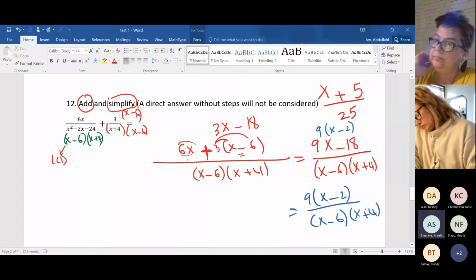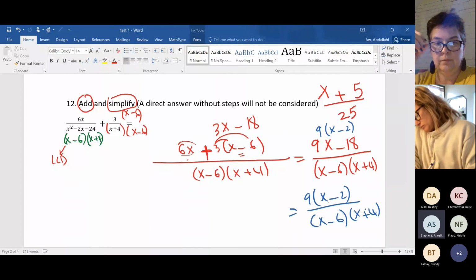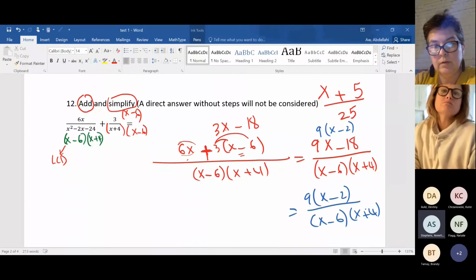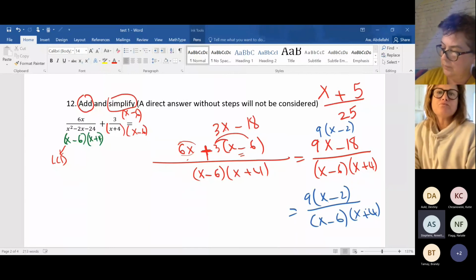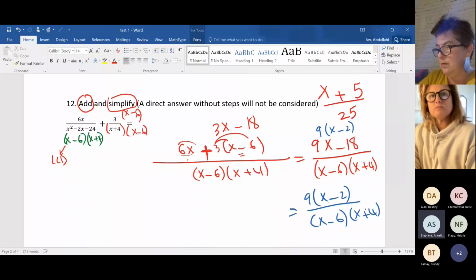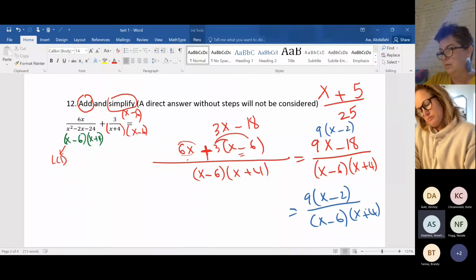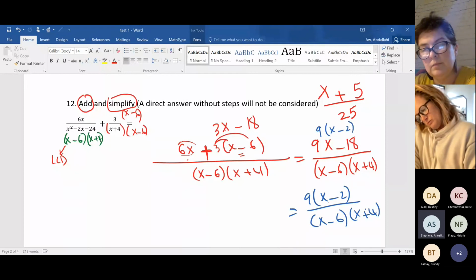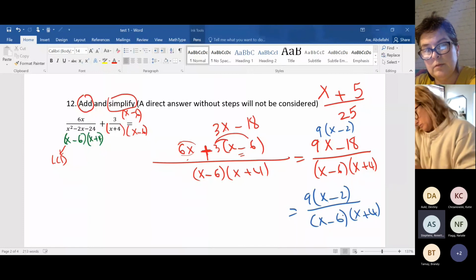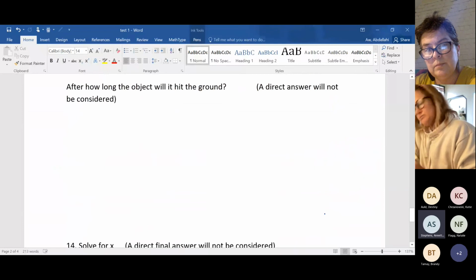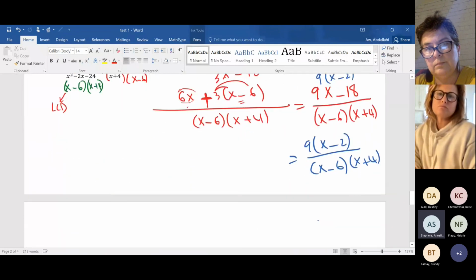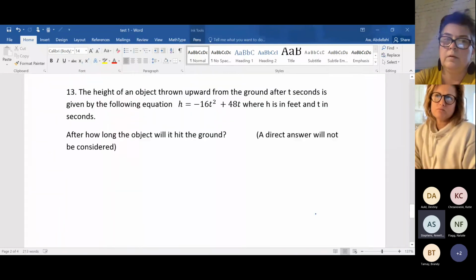Okay, but in this topic, how to add, what you have to remember is the LCD, right? The least common denominator, and how to write every fraction with the least common denominator. So, is that it? No, it's not it. Okay, I think we have this one right here.